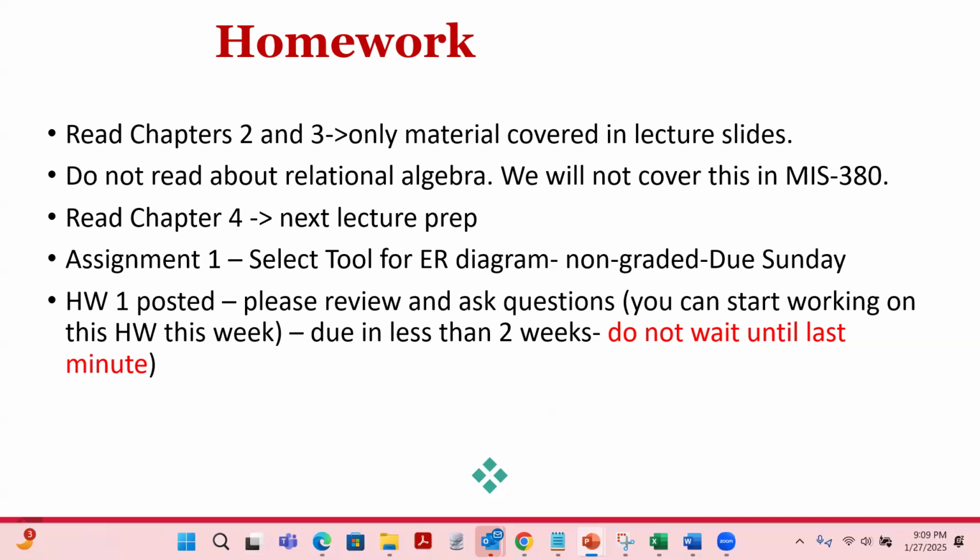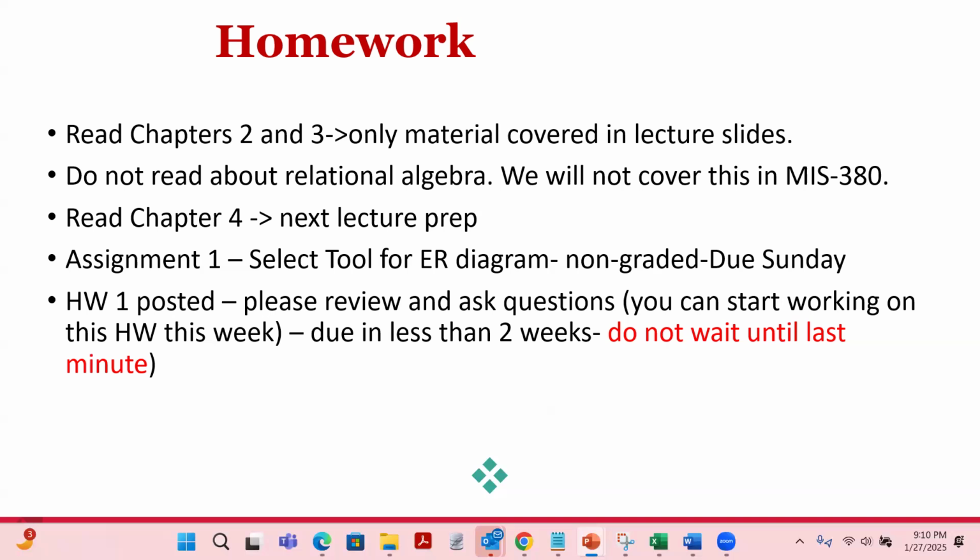Okay. For the next lecture as a prep, you will need to read chapter 4. Chapter 4 is for entity relationship diagram. It will help you tremendously if you read or skim this chapter before the next lecture. It will help you to understand the material better.